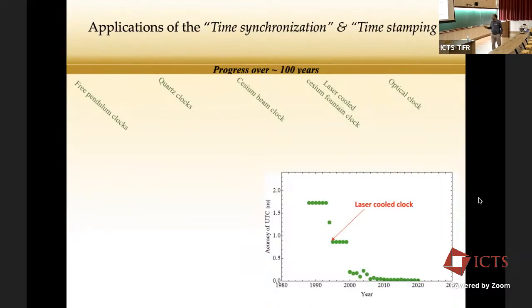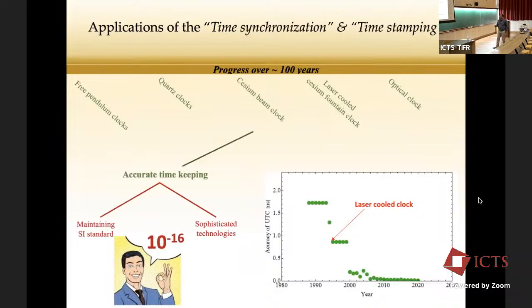You see, by implementing the laser cooled cesium clocks, there was a big jump, and then further systematics were improved, and at present the UTC is maintained with sub-nanosecond accuracy. That is the beauty, how UTC was improved by incorporating better and better cesium clocks. And at this moment, even some of the optical clocks also contribute to the UTC, but not many.